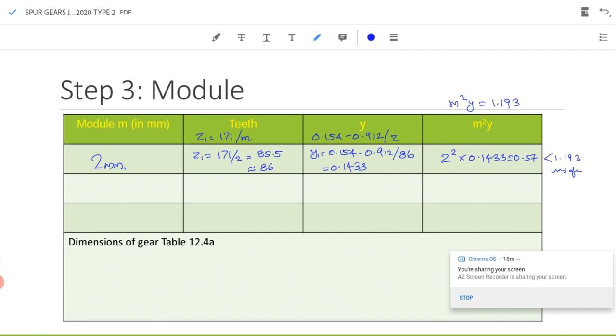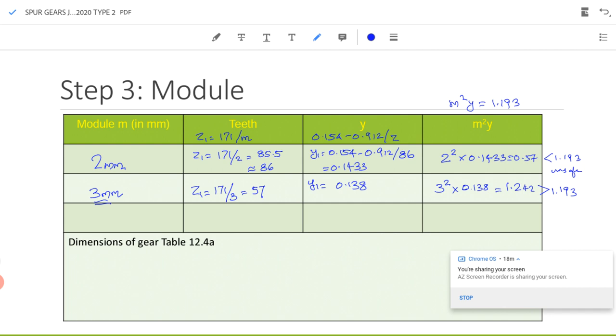So we go for the next higher value, 3 mm. Substituting, z1 equal to 171 by module, which is 3. We will get 57 teeth. y1 will be equal to 0.138. And m square y will be equal to 3 square into 0.138 equal to 1.242. Now see this value. This value is greater than our required value, 1.193. So I can select module as 3 mm.